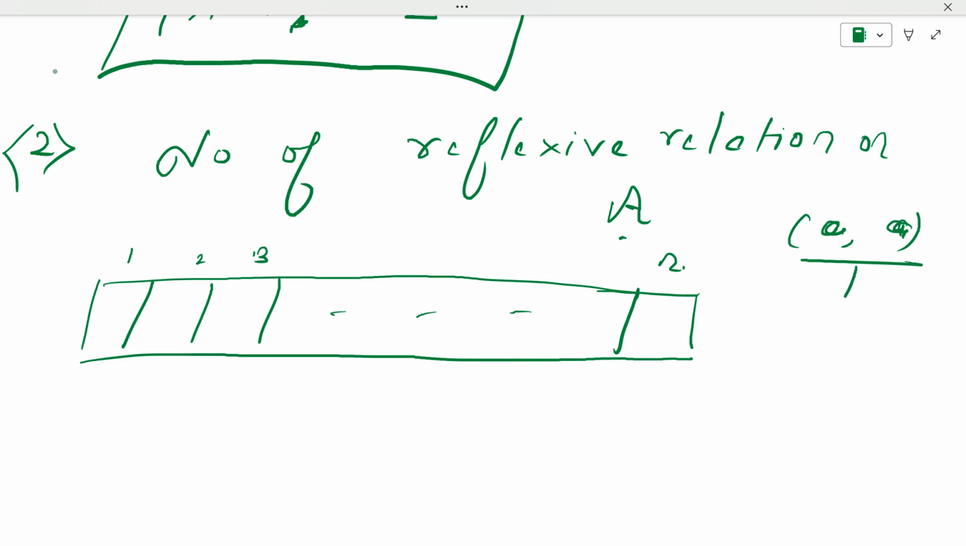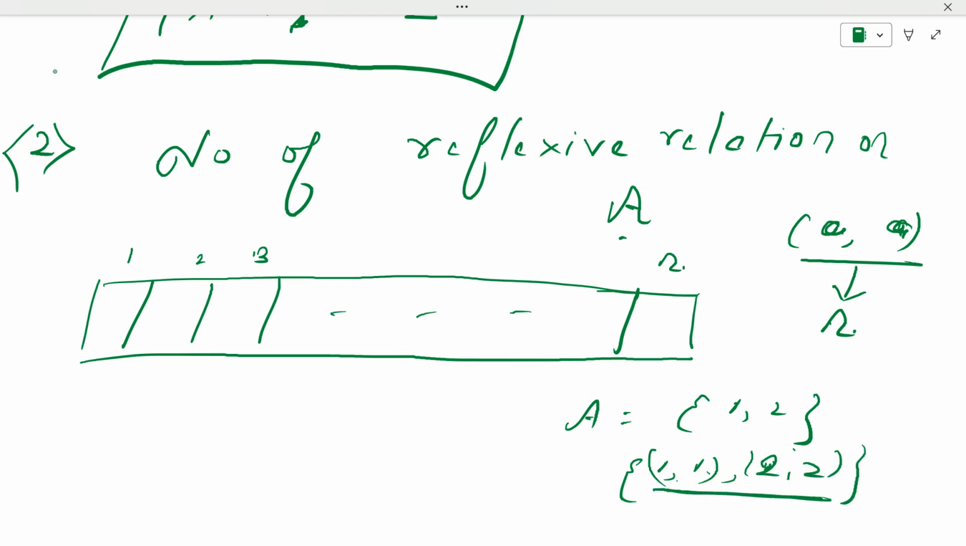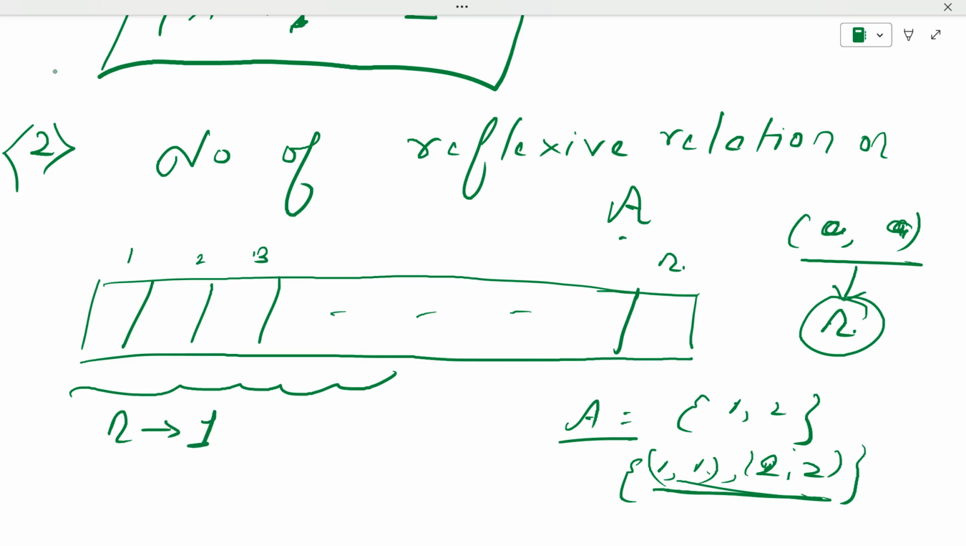It will be altogether n, because if we define A equal to {1, 2} and define a reflexive relation on A, it will have (1,1) and (2,2), right? So altogether it is equal to the number of elements in A, right? So the number of elements in A is n. So for these n entries, they have to be present. So there is only one possibility, because we need these n entries like (1,1), (2,2), (3,3) to be present for this relation to be reflexive.